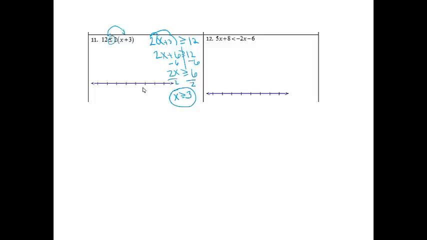So that's my answer. Now I just need to put it on my number line. So let's get some numbers on both sides. Greater than or equal to, so we do get to close it in because we're including 3, and then greater than points to the right.